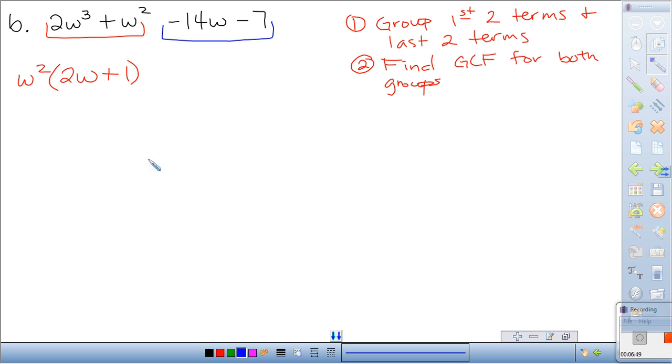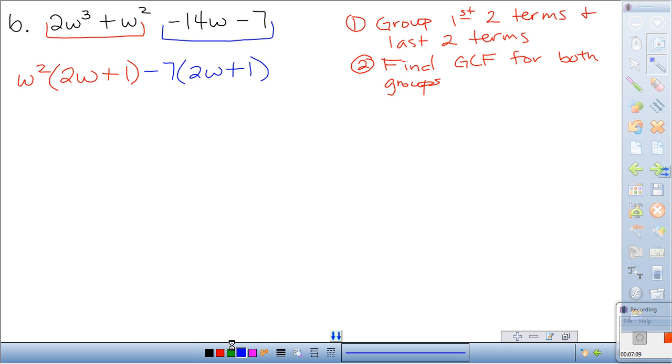Then for my second group, I see they both have subtraction signs. So I'm going to factor out a negative 7. That's the GCF for 14 and 7 is 7. So I factor out a negative 7. Negative 7 times 2w, negative 14w. Negative 7 times 1 gives me negative 7.